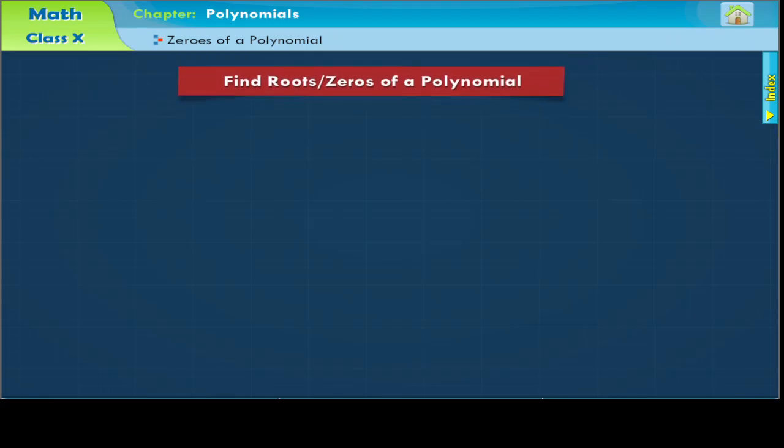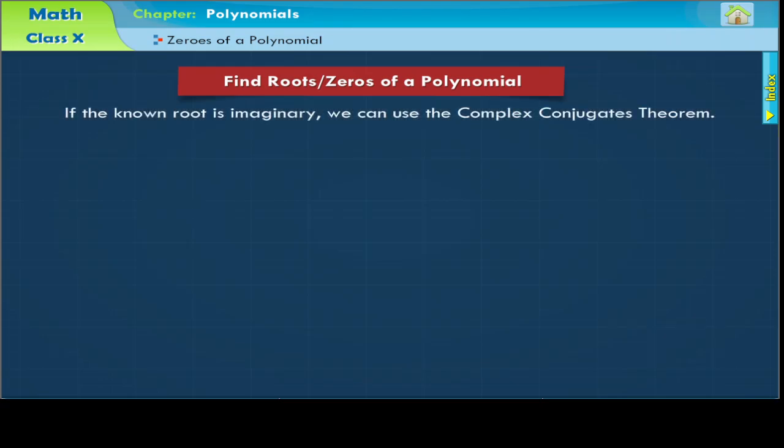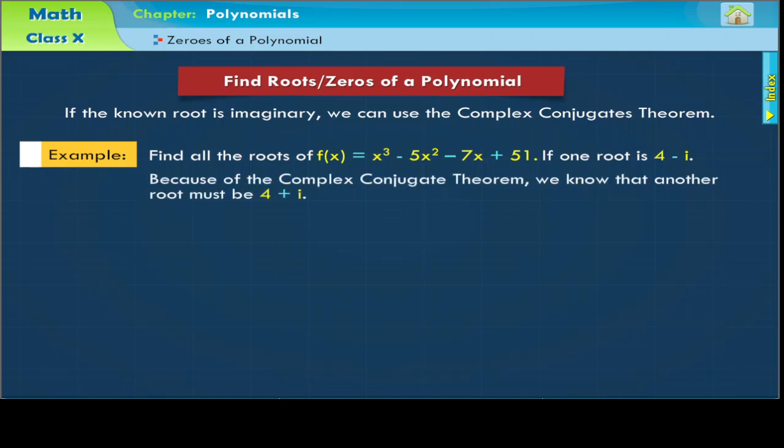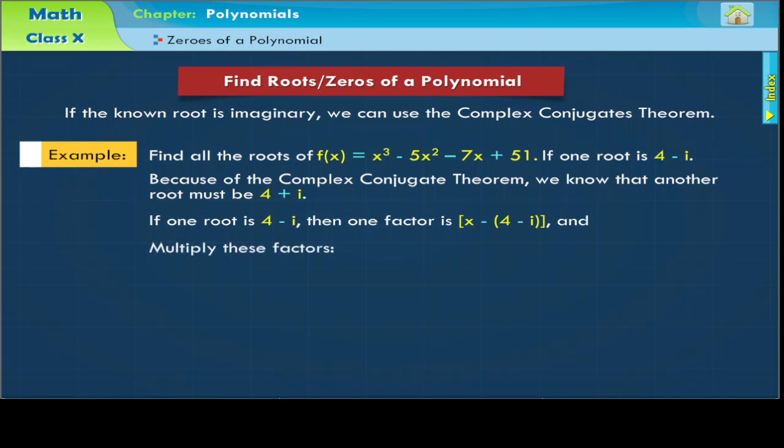Find roots, zeros of a polynomial. If the known root is imaginary, we can use the complex conjugates theorem. Find all the roots of f of x is equal to x cubed minus 5x squared minus 7x plus 51. If one root is 4 minus i, because of the complex conjugate theorem, we know that another root must be 4 plus i. If one root is 4 minus i, then one factor is x minus 4 minus i and we multiply these factors. Let's observe the following.